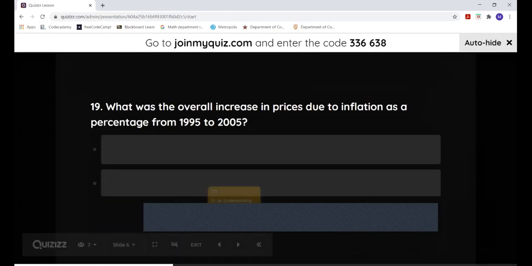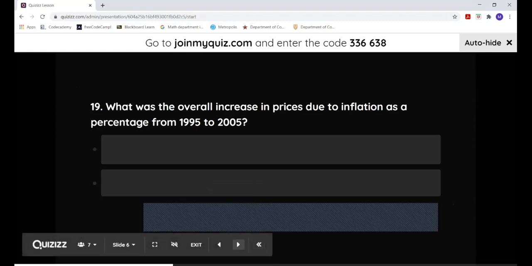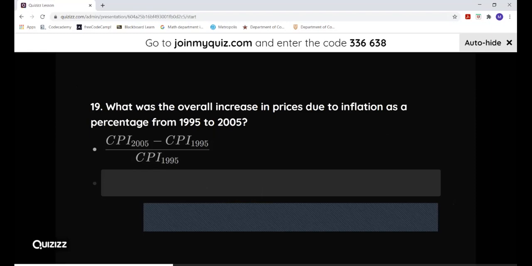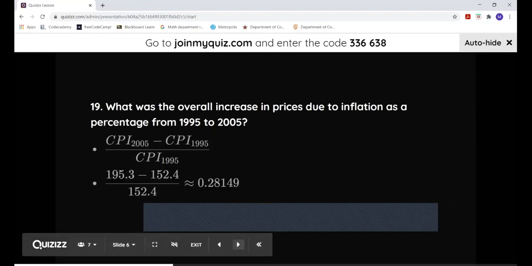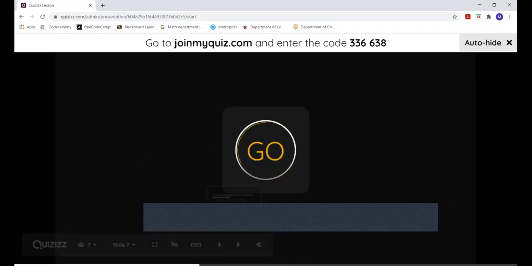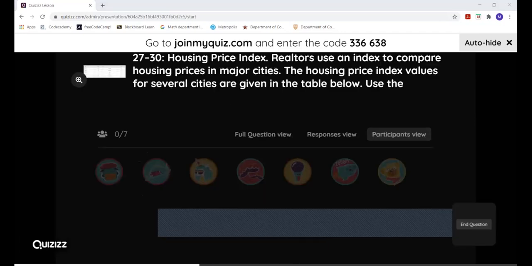We're going from the lower one to the higher one. We take those two CPIs, we subtract them, we divide by the old one. New minus old over old, that's giving me the 28.15. Finding the relative difference of the CPIs, that is your inflation. I don't know where my little screen went.